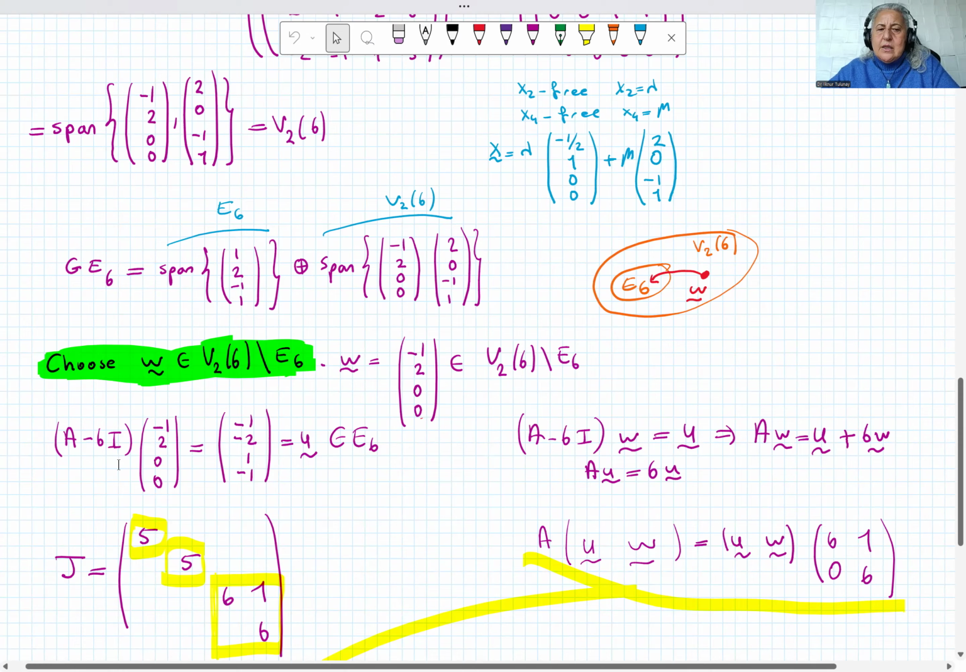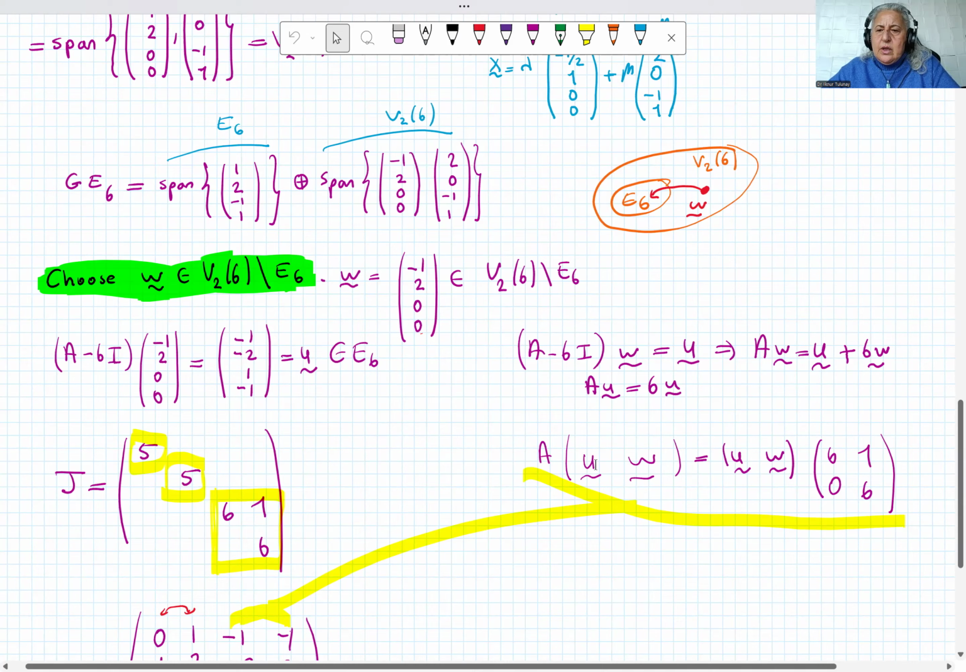So basically, this equation means (A − 6I)w is equal to u, and u is in the eigenspace for 6, which means Au is equal to 6u. These two equations give us A times u is 6u, as a matrix multiplication. A times w will be u plus 6w, which is the first equation. So these two equations give me this matrix multiplication.